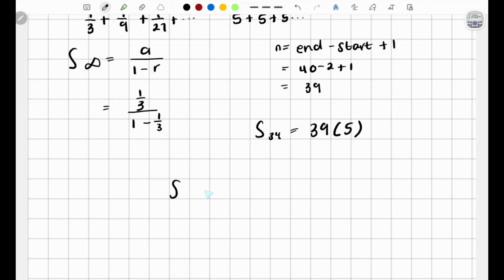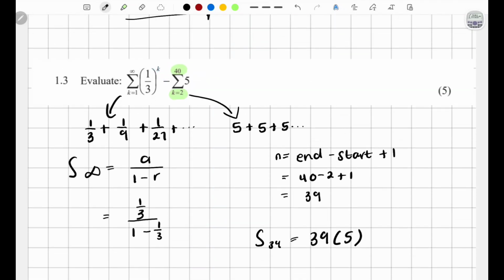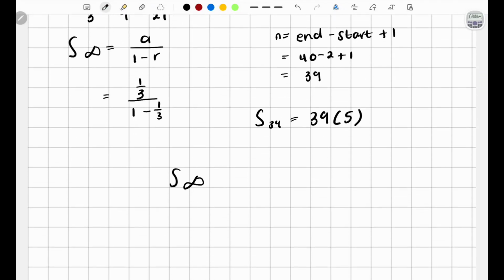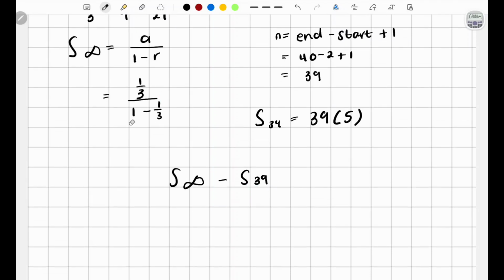Okay, so with the sum to infinity, we already know what that formula is. So we're just saying the sum to infinity, right? This is what this is telling us to do. Take the sum to infinity and then subtract the sum of these terms, which is 39 terms. So I'll say sum to infinity minus the sum of those 39 terms.